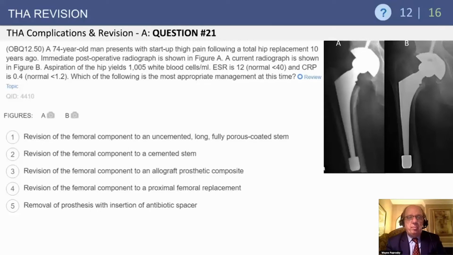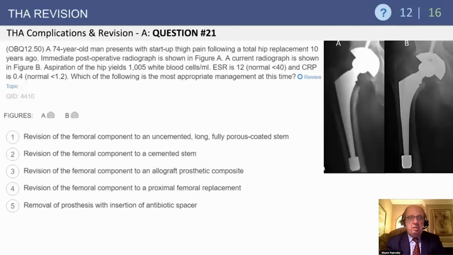Removal of femoral component, long fully coated stem. Revision to cemented stem. We don't use cemented revisions anymore. Femoral component, allograft, prosthetic component. No. What classification is this? This is basically a type 2 because the metaphysis is involved, but the diaphysis isn't.